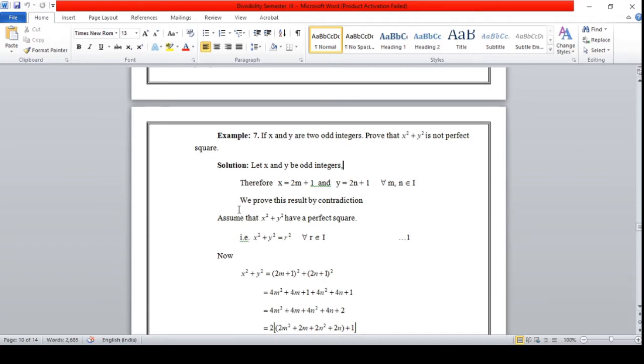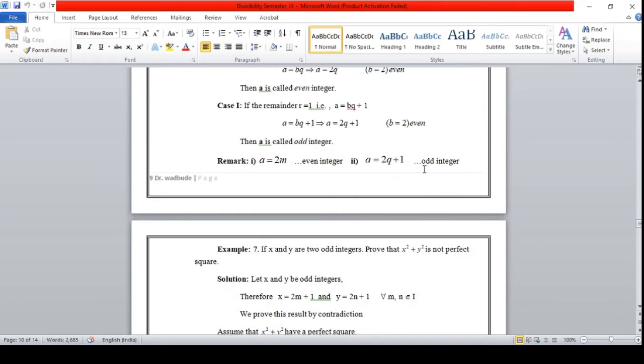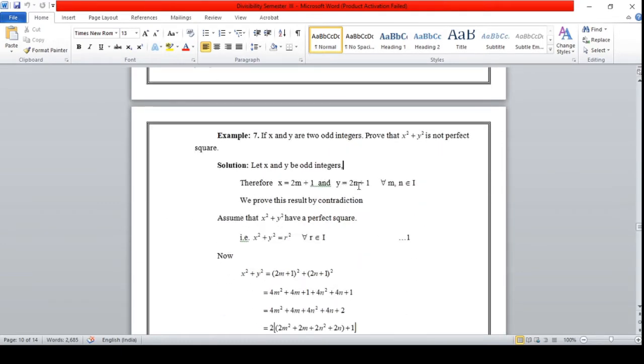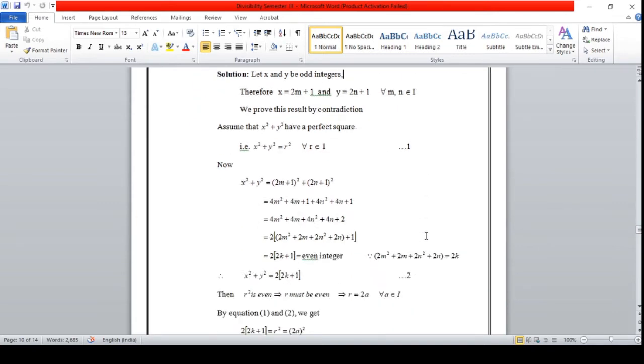Solution: let x and y be two odd integers. x is equal to 2m plus 1, and y is equal to 2n plus 1, where m and n are integers. We prove this result by contradiction. Assume x square plus y square is a perfect square. That is, x square plus y square is equal to r square, where r is an integer. This is equation number 1.